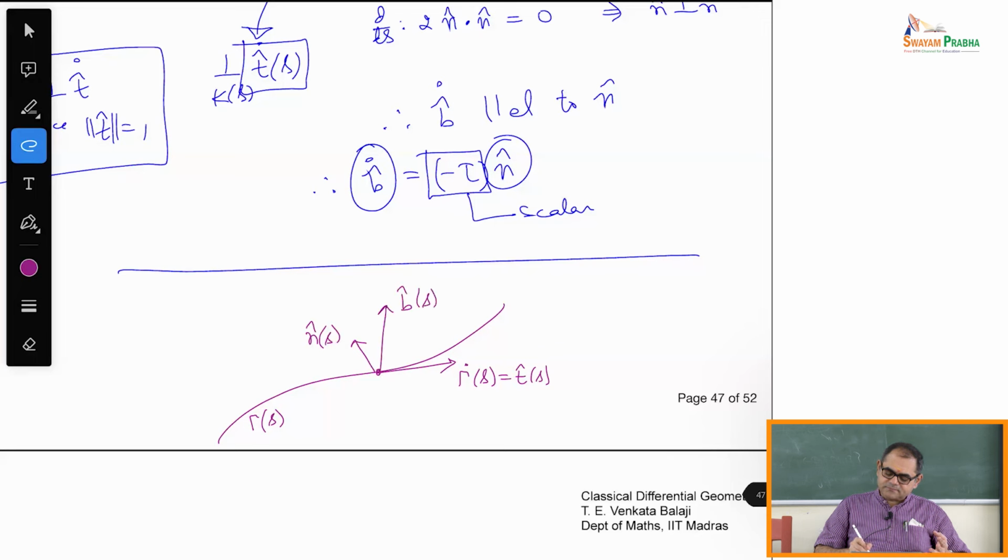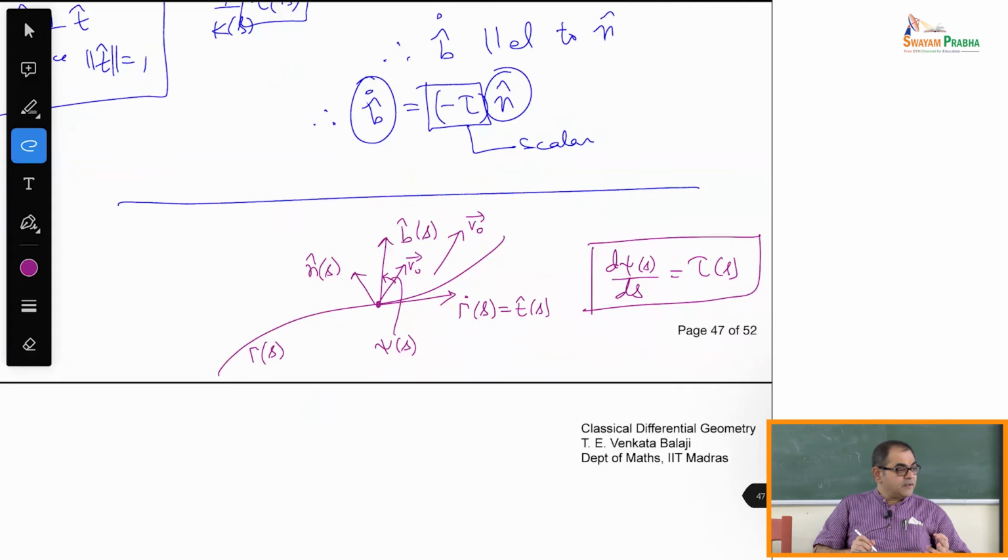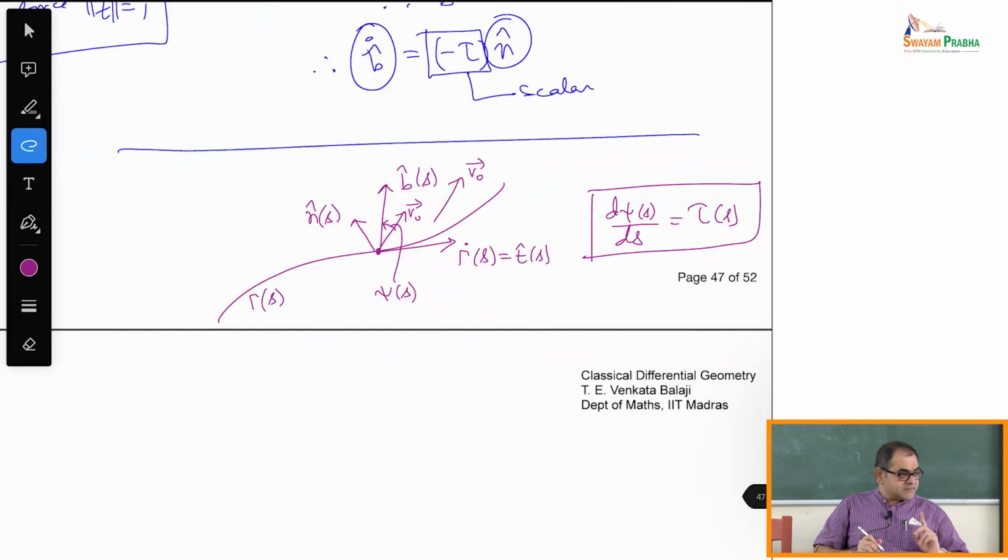And then there is some constant vector v naught, and if you draw that vector here, then this angle from v naught to b hat is your psi of s. And the claim is that d psi of s by ds, this rate of change of the turning angle, is exactly the torsion. That is the claim. Now, what I want you to understand is that, let me first make the following statement.